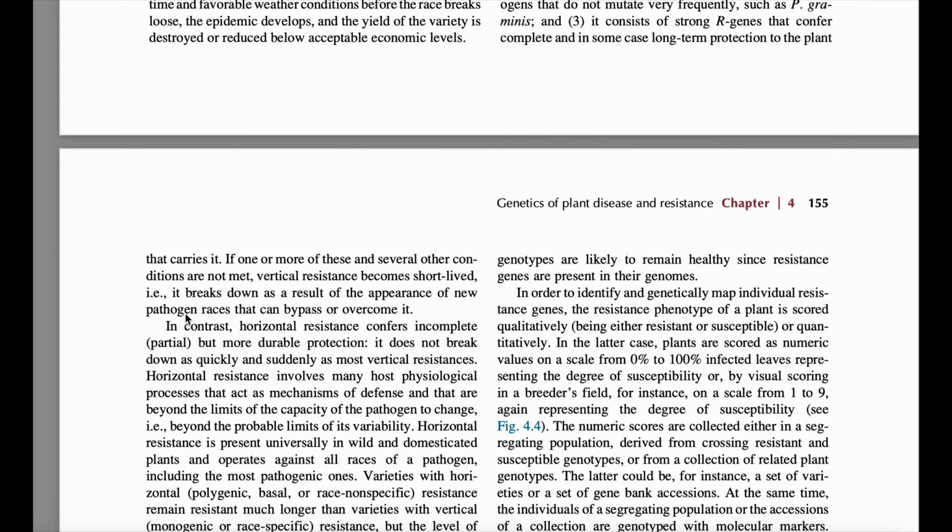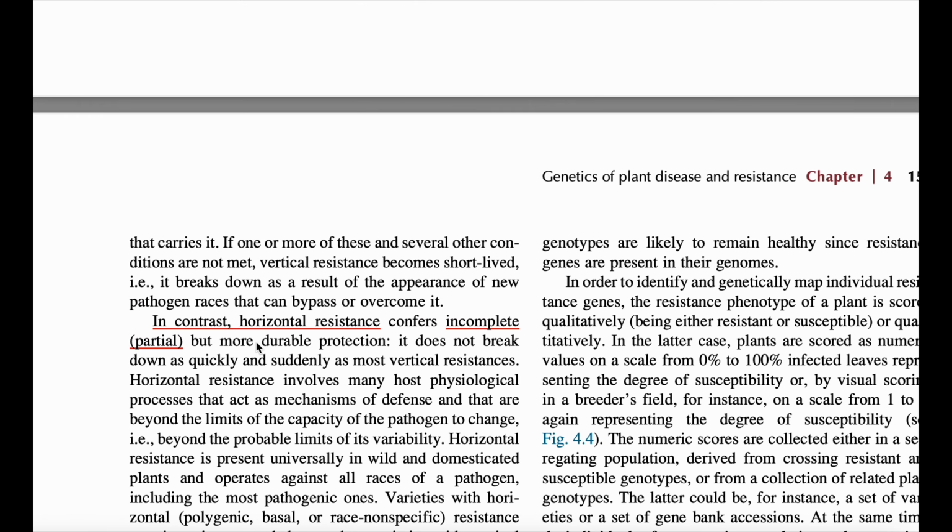Apart from this, in contrast, we will see about horizontal resistance. It is incomplete or partial resistance, whereas vertical was complete, and it is durable, yes, and the vertical one was not durable because it is short-lived, whereas this horizontal is durable. Yes. And what more am I missing? Okay, the vertical was race specific, and this horizontal is not race specific. It has a wide or broad host range, and it is governed by minor genes. It is actually polygenic and race non-specific. Okay.